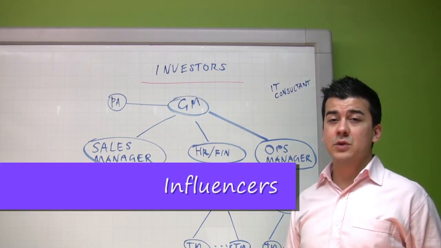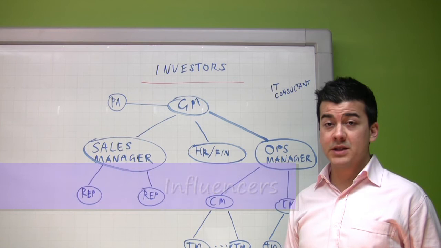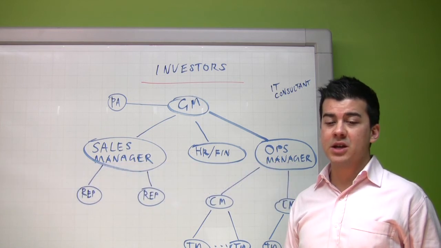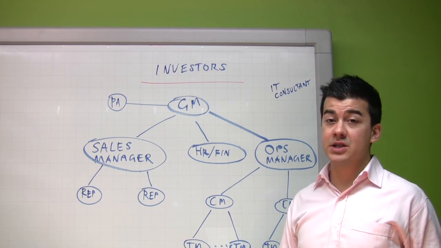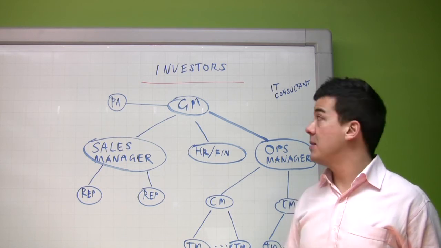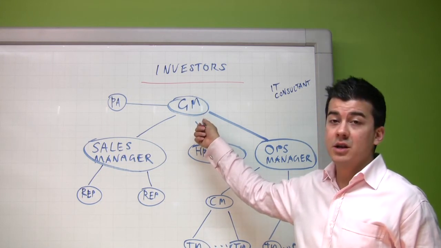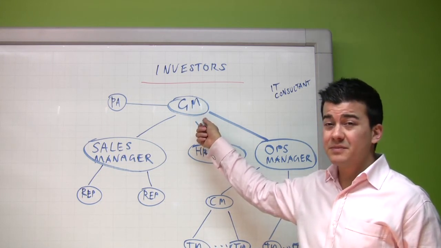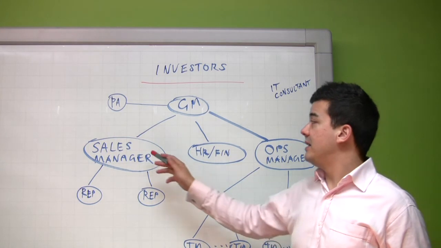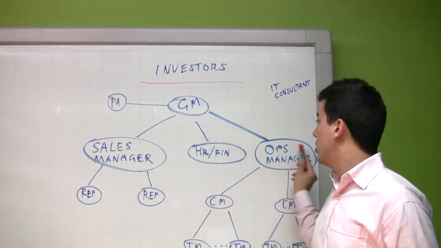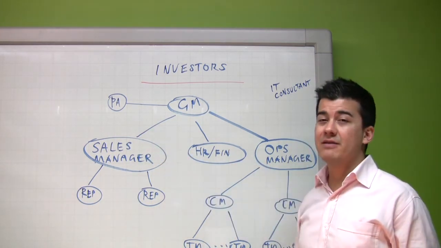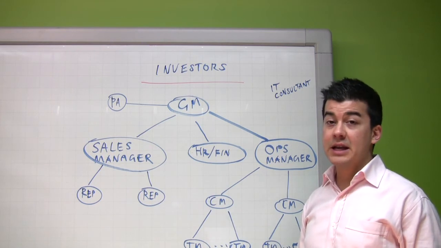Now that leads us to influencers. What are influencers? They're anyone that can directly or indirectly impact the decision of decision makers. So for example, if in a particular case the general manager was the decision maker, you may think that the influencers are simply her direct reports. However, it's a little more complicated than that.